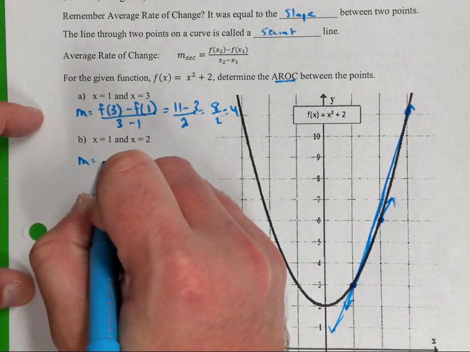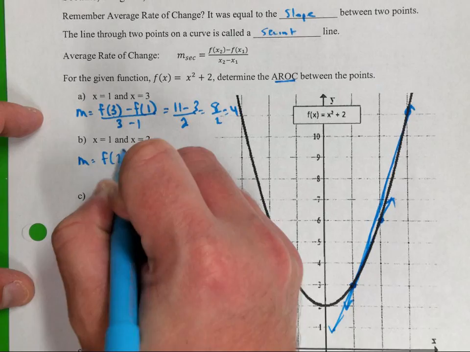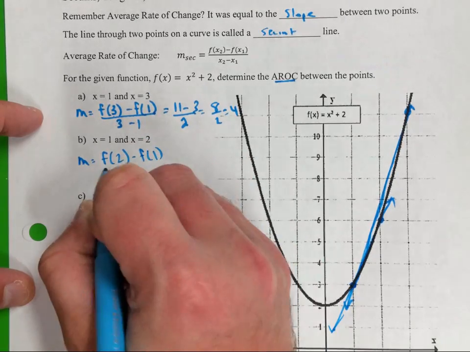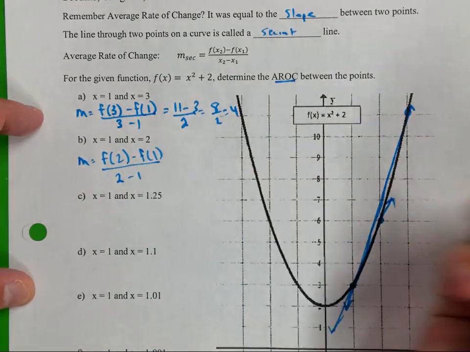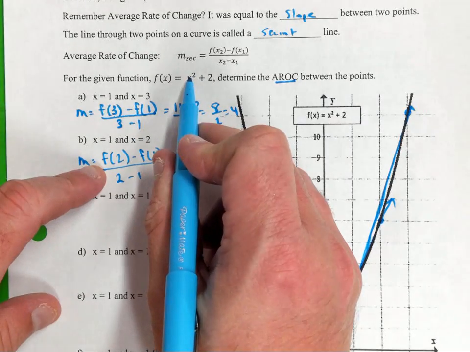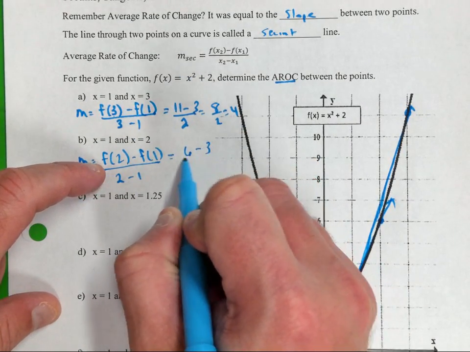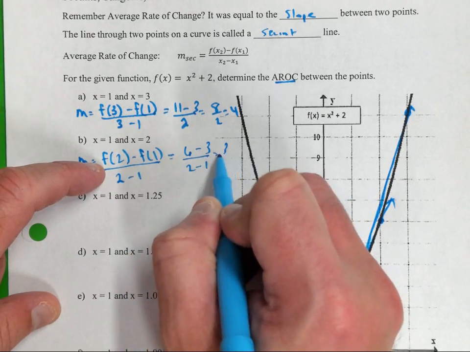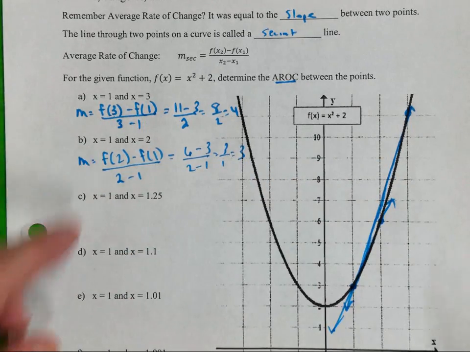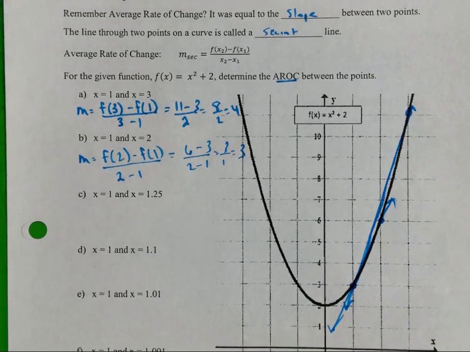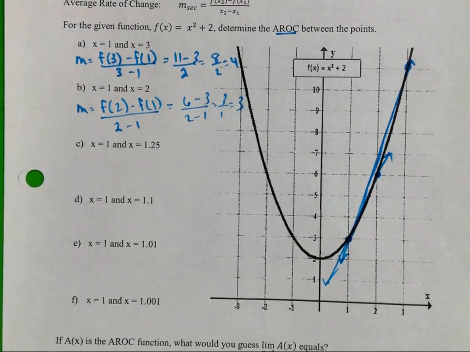So m equals f of my second point, f(2), minus my first point, over 2 minus 1. If I take f of 2 and plug that in, 2 squared is 4, plus 2 is 6, minus 3, over 2 minus 1, which is 3 over 1, which equals 3. My AROC, my average rate of change, between 1 and 2 is 3.